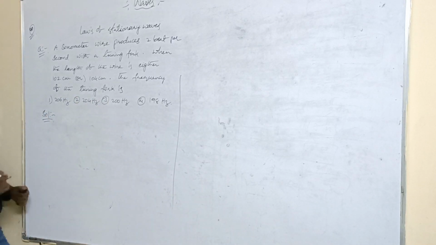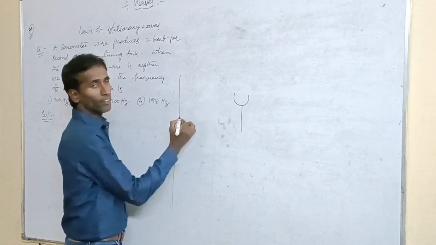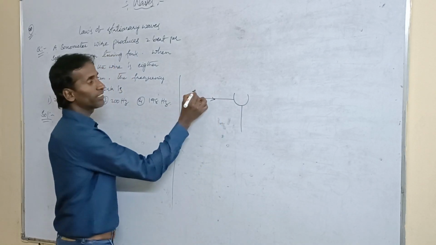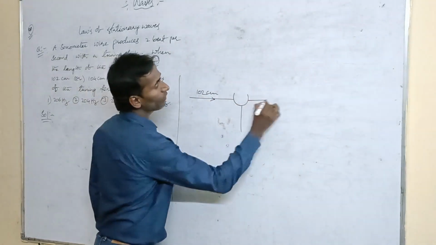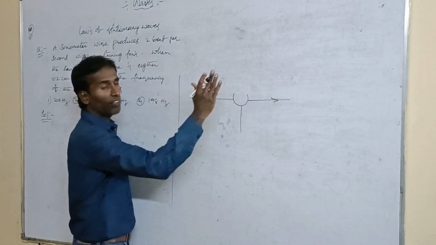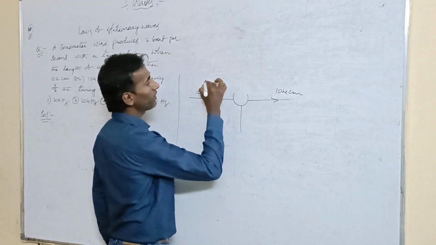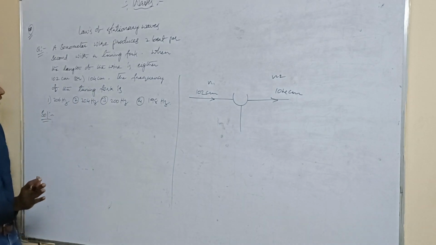Now, sir, first of all, this is the tuning fork. For example, see, this is the tuning fork. One frequency can be moved towards the tuning fork, and this is the 102 centimeter. Another frequency can be moved away from the tuning fork, that is the 104 centimeter. This is N1. This is N2. So what do we have to find here?